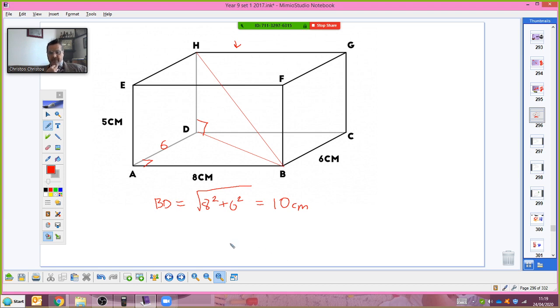Ibrahim, thank you. So now we're going to work out HB or BH. Somebody else take over and speak. How do you work out B to H or H to B? Study the diagram. Listen to what you're saying. You just said the square root of 10 squared.